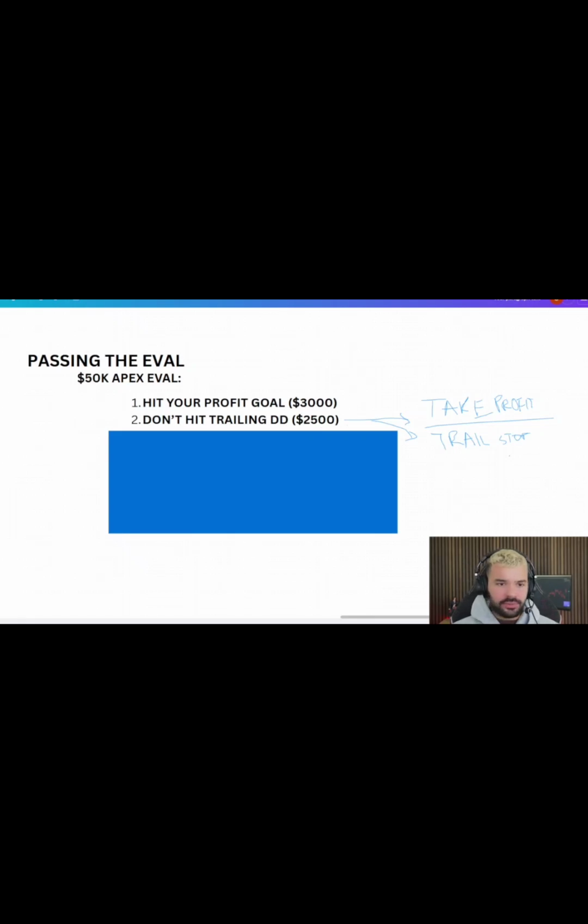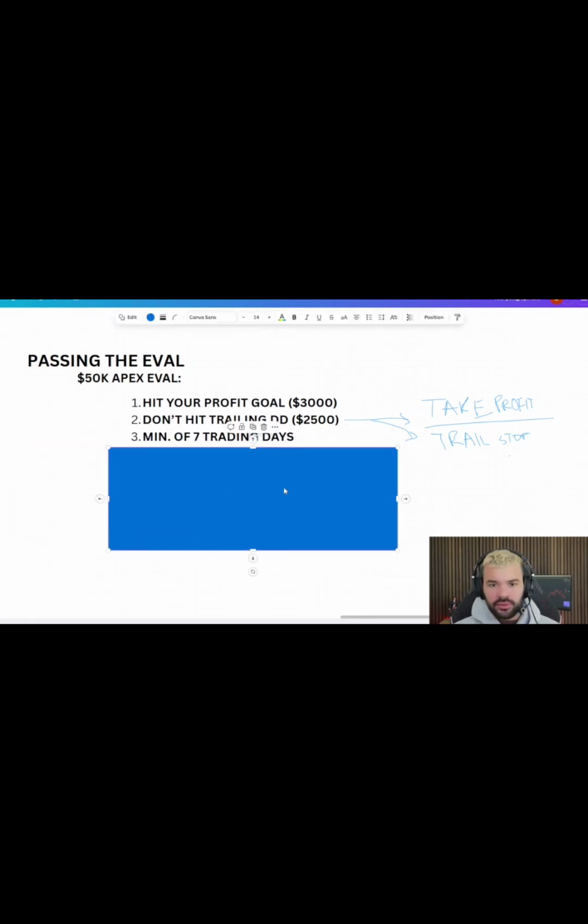So that's your second rule. Don't hit that trailing drawdown. Third rule, this one's got a little asterisk next to it, right? So the minimum amount of time you can technically pass an Apex eval is 7 days. They want you to be trading for 7 trading days. So you can hit your profit target on that first day. You know, you can hit $3,000, but then you'll just have to flip micros until that 7 days is up normally.